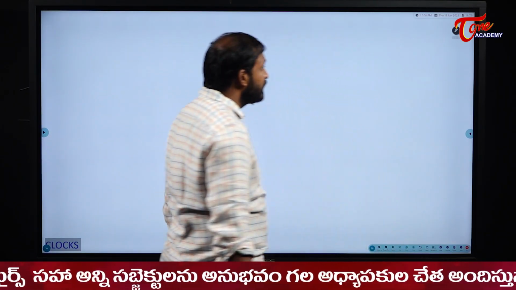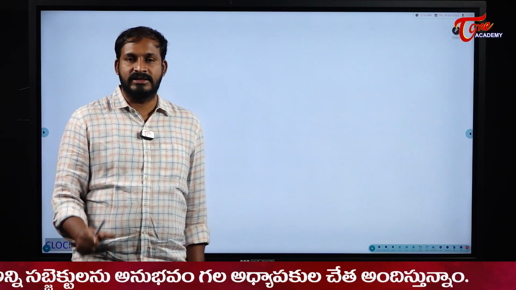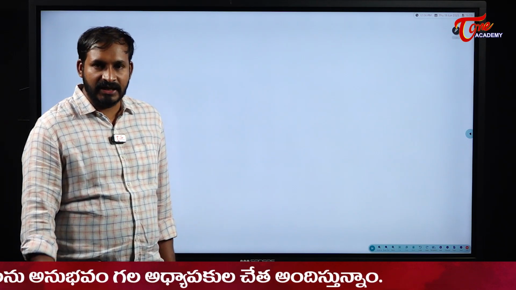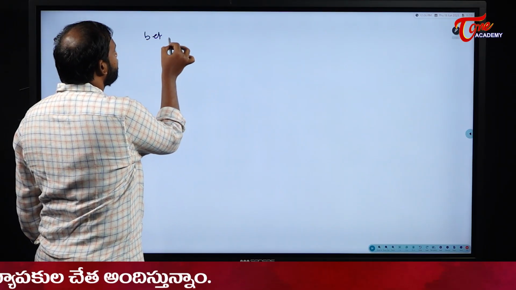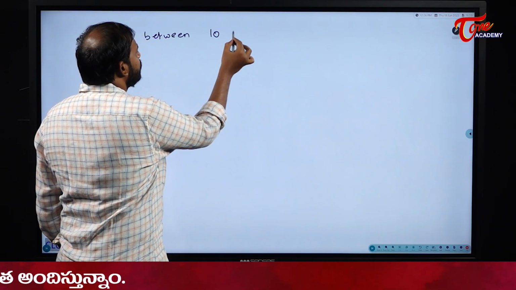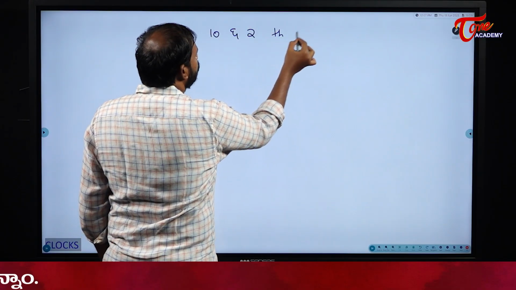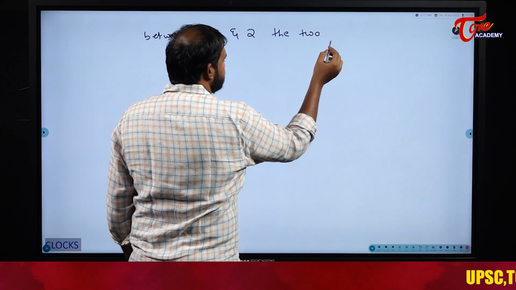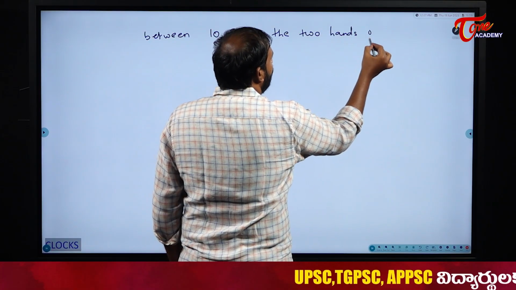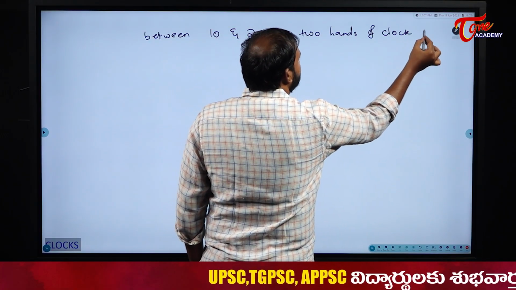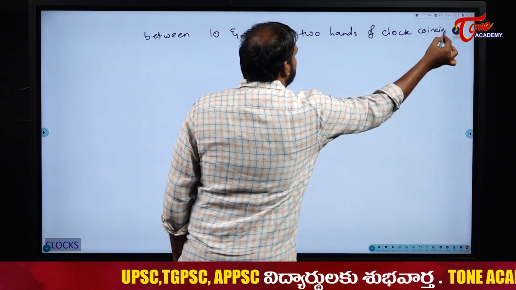Why I am specially mentioning this angle between two hands of the clock is that recently in one of the examinations, the question they asked is: between 10 and 2, the two hands of the clock coincide for how many times?